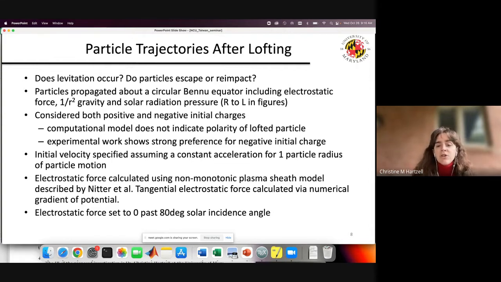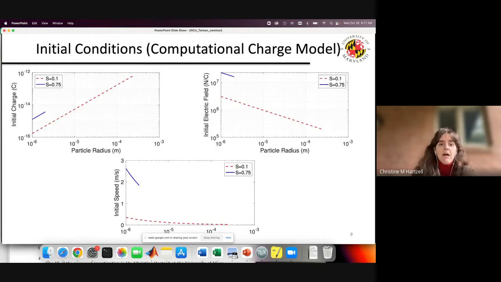And then we turn off the electrostatic force once the solar incidence angle gets larger than 80 degrees. So once you get towards dusk or dawn, we turn off the electrostatic force because the plasma model we're using is a semi-analytic model, and it's not very accurate in these dawn, dusk, or nighttime regions. All right, so what are the initial conditions of the particles when they're lofted?